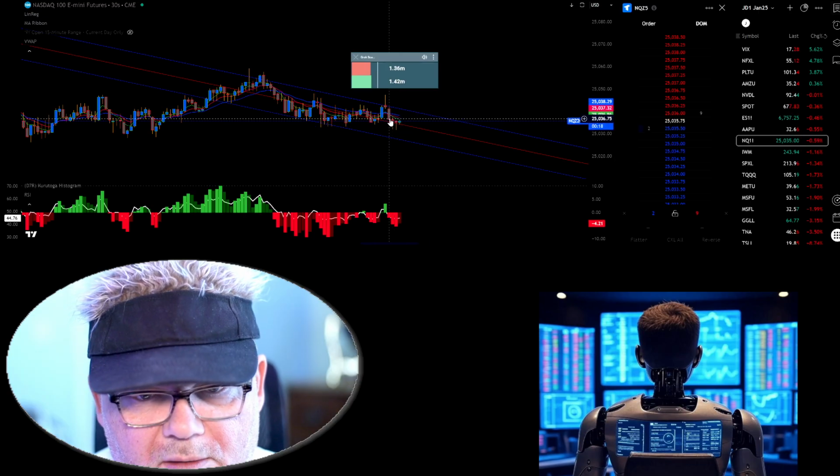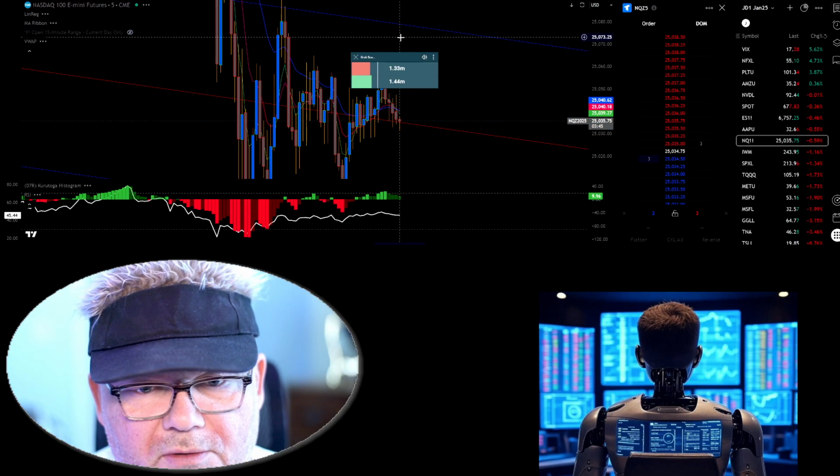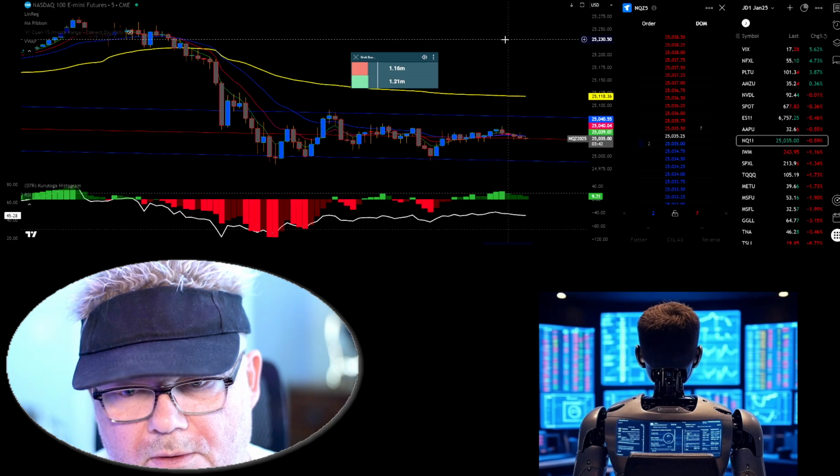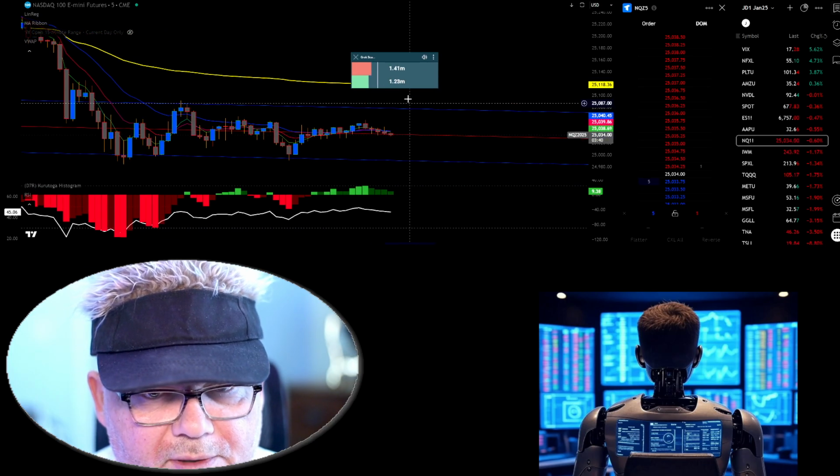We did take that little spike through the EMAs on the 30. See where we are in the 5. On the 5, right in the middle of the channel. So we really should be waiting here.